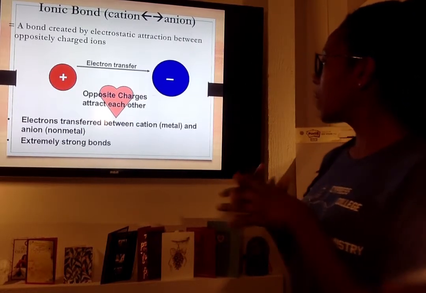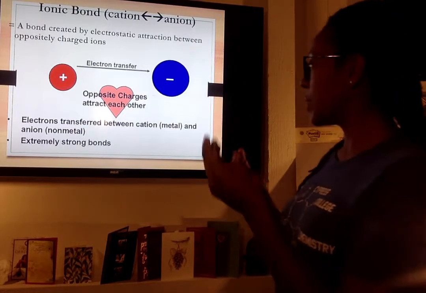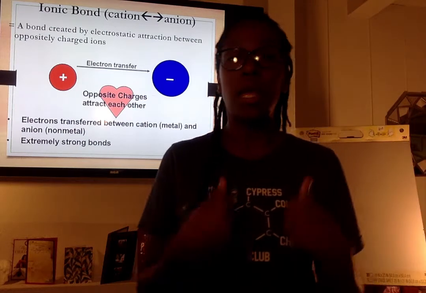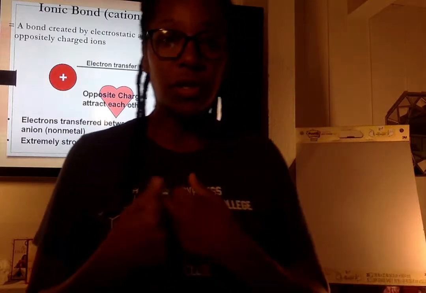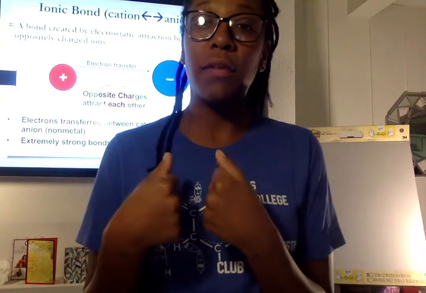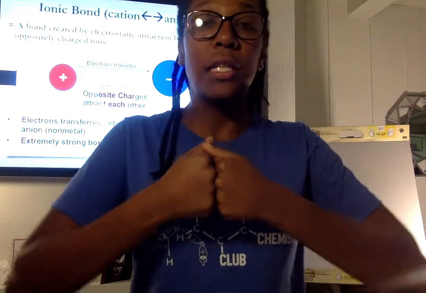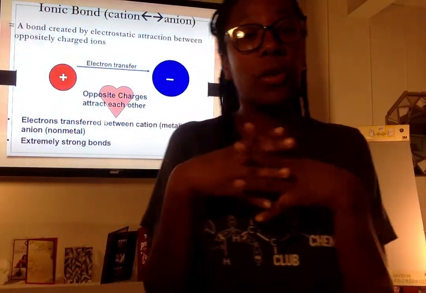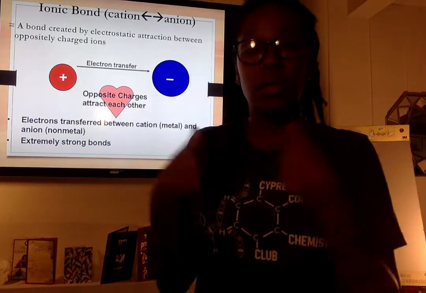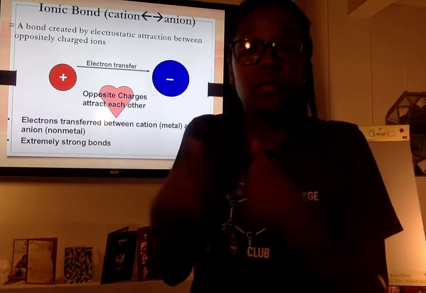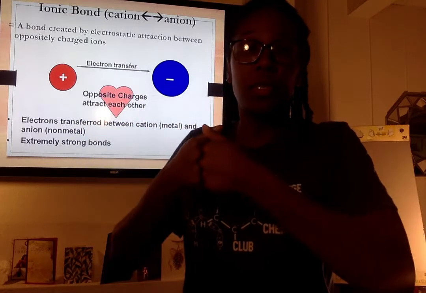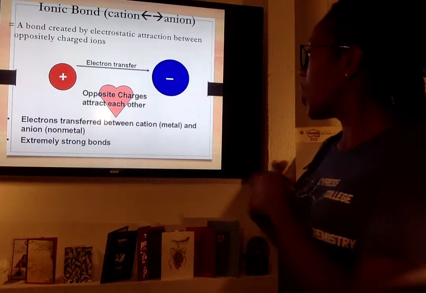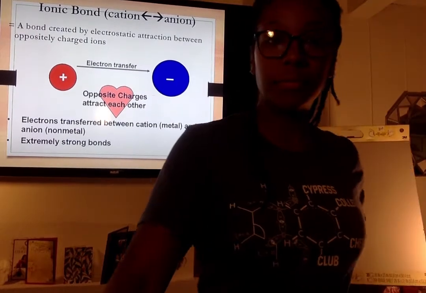So electrons are transferred between cations, which are metals, and anions, which are nonmetals, making an extremely strong bond. When you think about a magnet, you have one positive end and one negative end, and when those come together, it has a very strong connection, right? There's a really strong force happening between them because those opposites automatically attract, just like a magnet. So they just come together. It's going to be a really strong bond between this positive and negative charge.